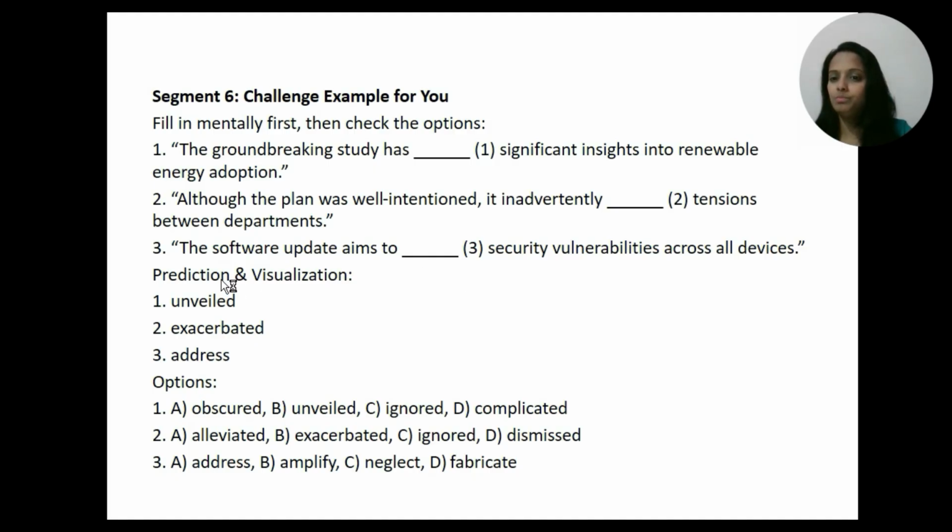So first you have to do the prediction and visualization. Okay, I have given the answers here, but still, you can just try to inculcate all the steps that we have discussed so far. So for the first one, the options given are obscured, unveiled, ignored, complicated. And for the second one, also four options have been given. And for the third one, again, four options. So you have to try to find out which word fits semantically, contextually, and collocatively. Okay. Then you can come up with the correct option. So here the options are already given, but try to find out with the step-by-step approach.